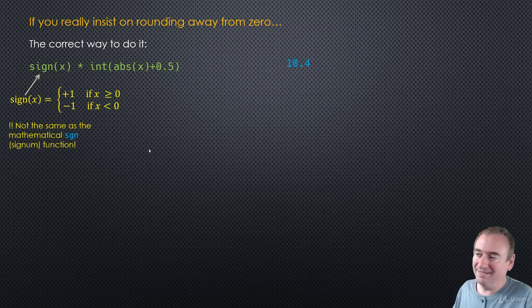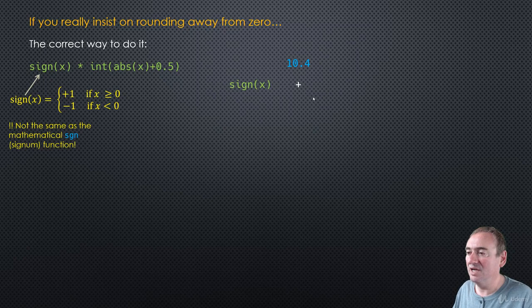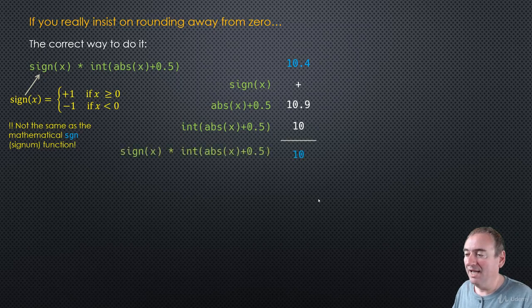So let's take a look at an example of how this actually works. So let's say we have 10.4. Then the sign of x is plus, right? So the sign of x is going to be 1. Now, absolute of x plus 0.5 will be 10.9. We get 10.4 plus 0.5. The integer value of that is 10. And if we multiply sign of x, which will be 1, since we have a positive, times this, we get 10. So, 10.4 got rounded down to 10.